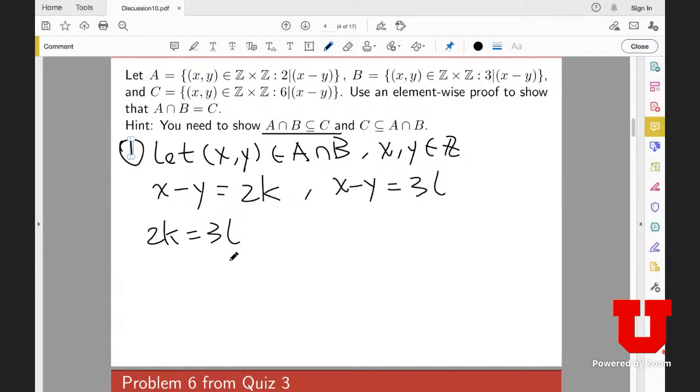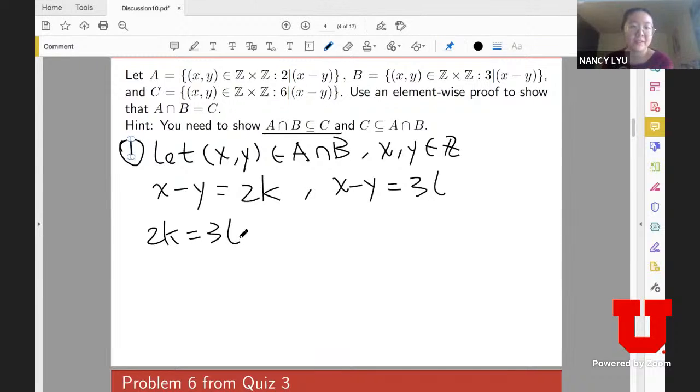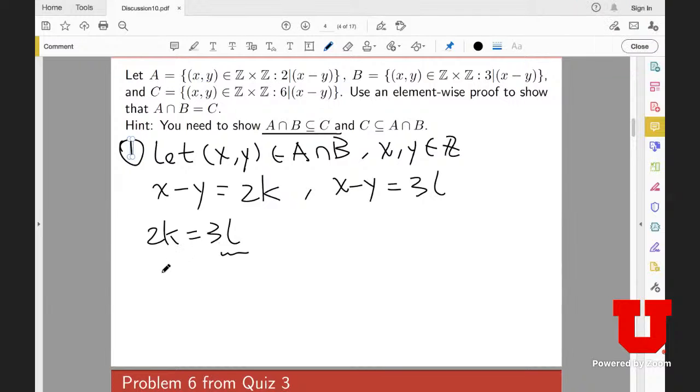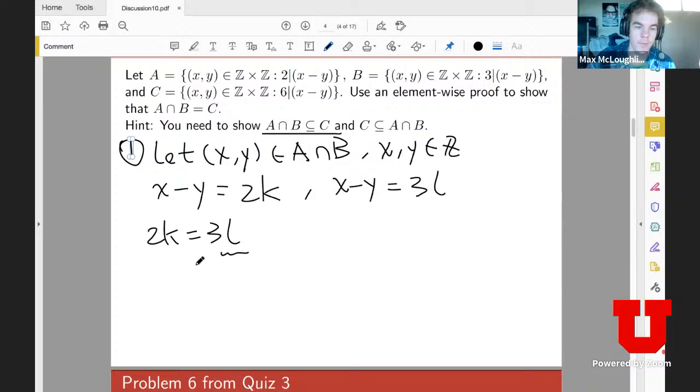It is divisible by 3. Your L? We're not sure if L is divisible by 3 or not. Your 2K is divisible by 3 though. But what do you notice about L itself? Based on 3 times L is equal to 2K, what is special about 2K? L must be an even number. Yes, exactly. Because your 3 here is an odd number, your L must be an even number to make 3L even.